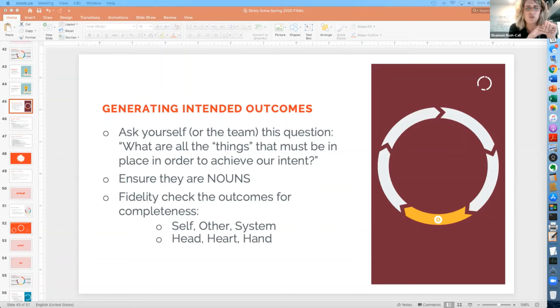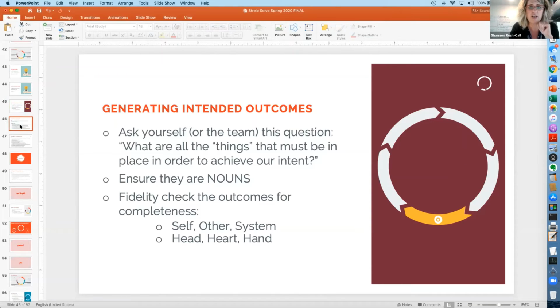We want to ensure that they're nouns. So again, they're articulated as things, you know, nouns: people, place, or things. And then we can consider fidelity checking them for completeness. So we can use self-other system, we can use head, heart, hand, and again, making sure that we're involving all of our relevant stakeholders in order to generate a complete set of intended outcomes.